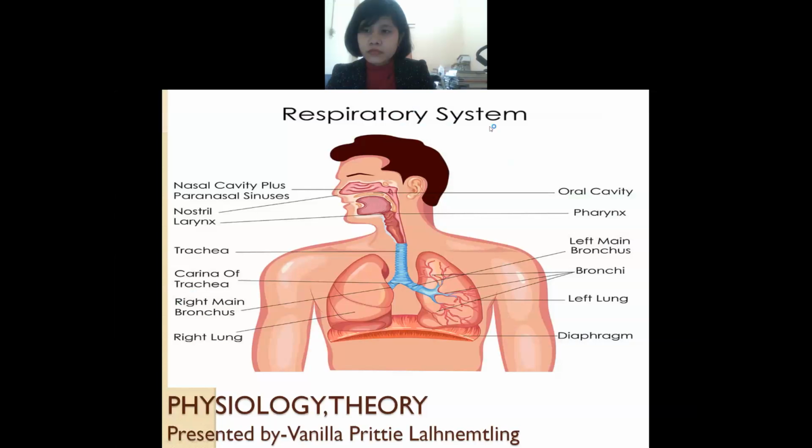So today we will be discussing the topic of the respiratory system. By hearing the word respiratory system, what comes to your mind?